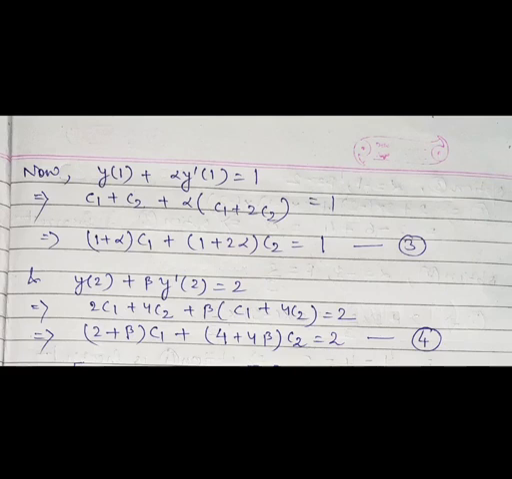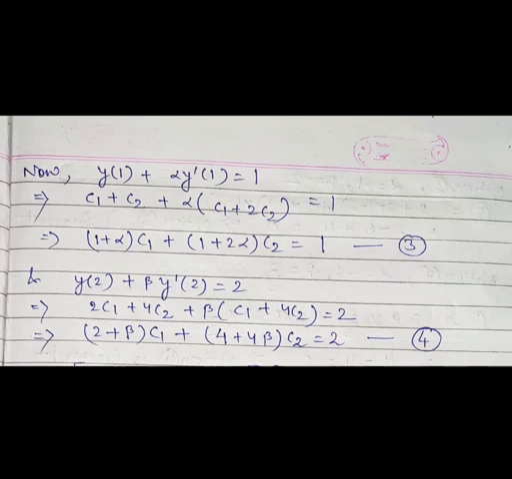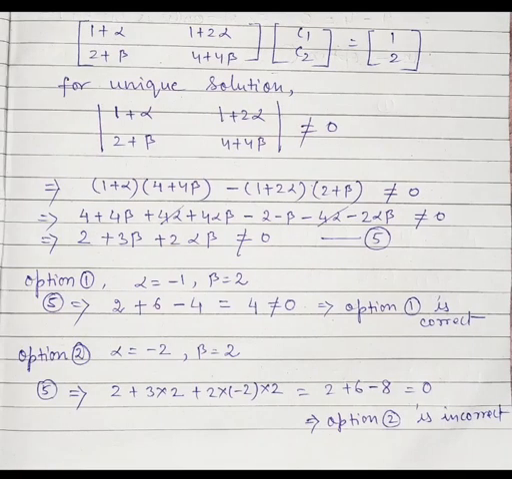Further, we will take the second boundary condition, y(2) + beta y'(2) = 2, and again we will put the value as 2 to get 2 C1 + 4 C2 + beta(C1 + 4 C2) = 2, and further solving we will have (2 + beta) C1 + 4(1 + beta) C2 = 2 as equation number 4. Now we are having two equations here. We have to solve equations 3 and 4 to get the values of alpha and beta.